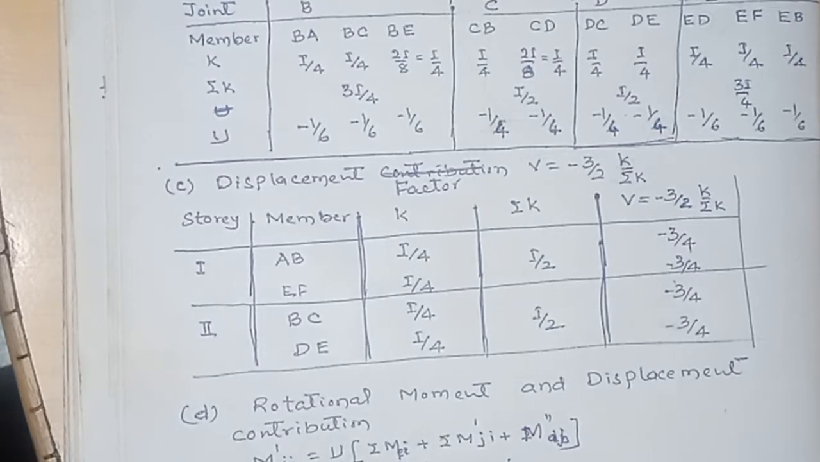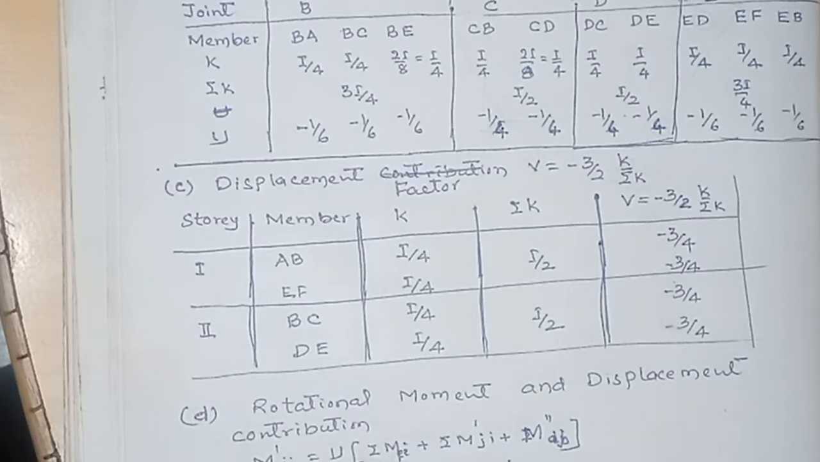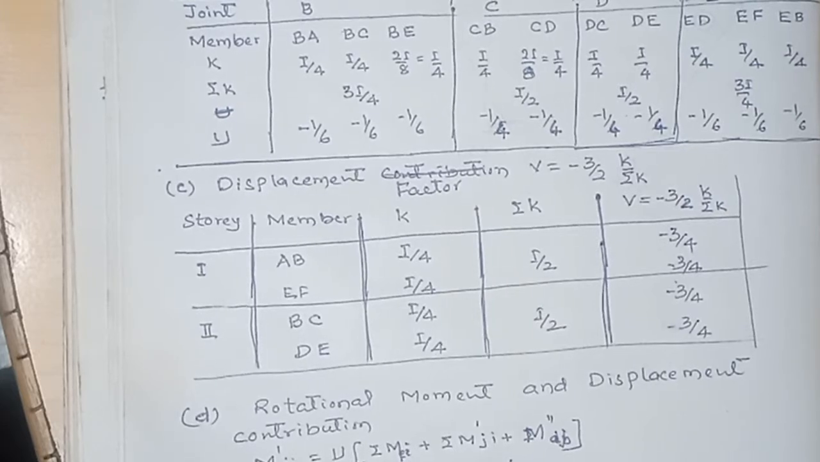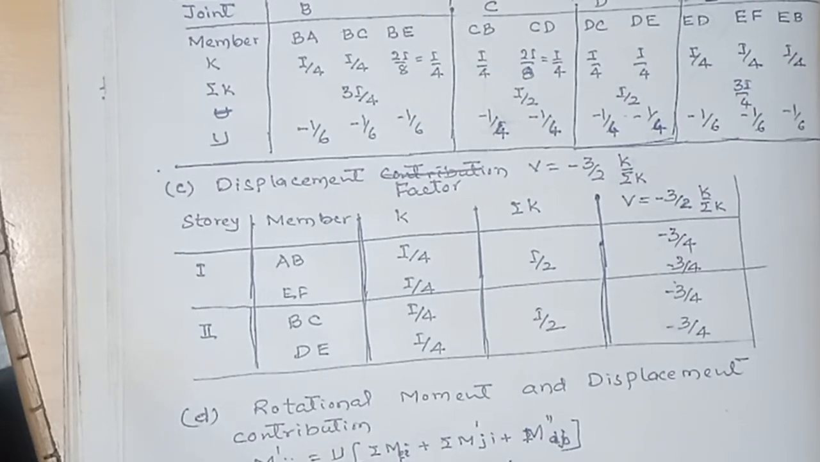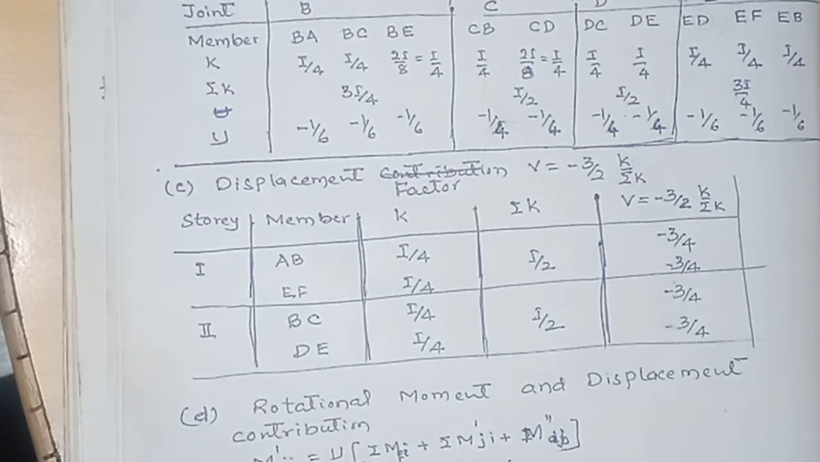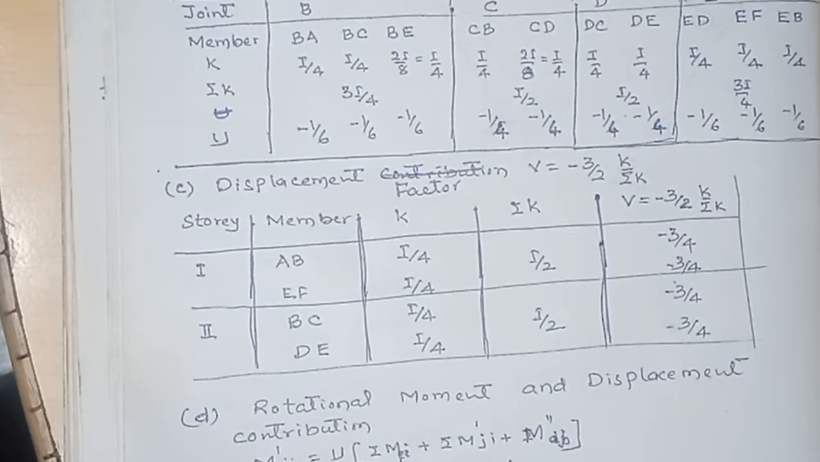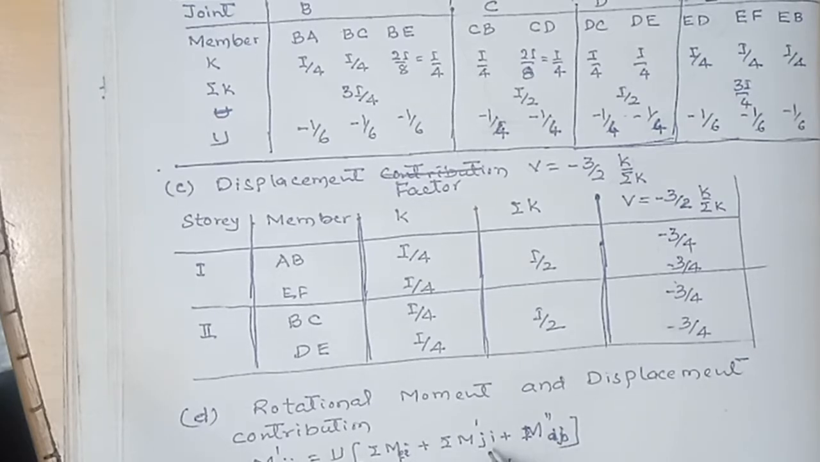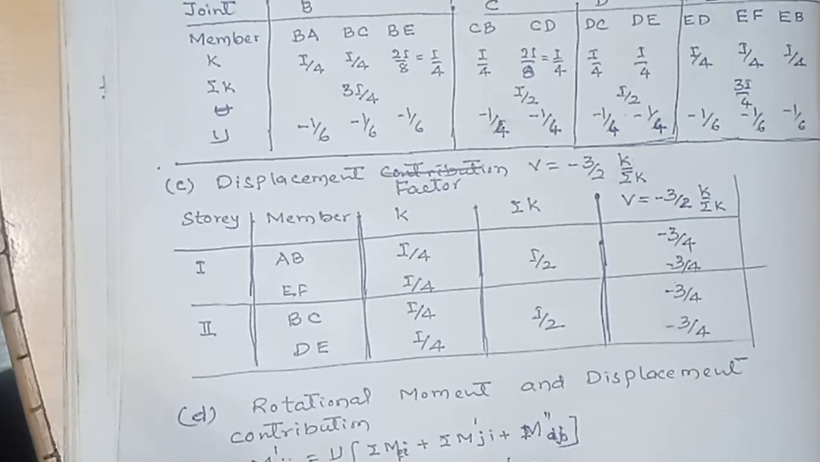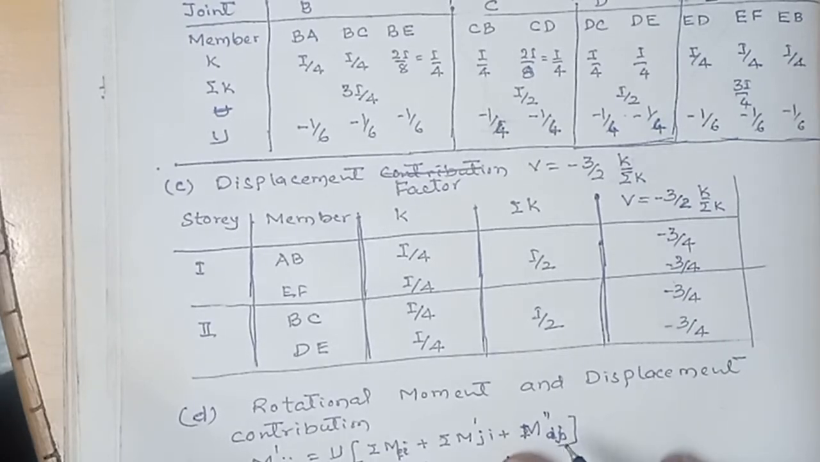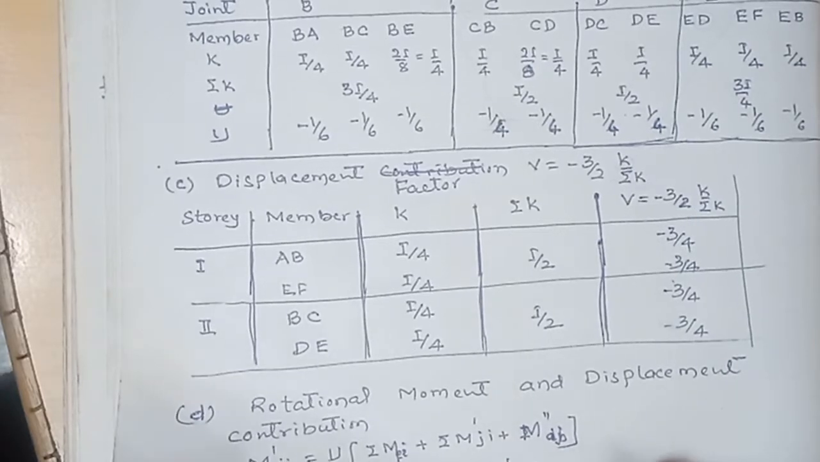Here the rotational moment is given by m dash ij equals the rotational factor for the joint under consideration, inside the bracket sum of the fixed end moment at that joint plus sum of the rotational moment contribution from the far ends, plus m dash eb, that is the displacement contribution for the vertical member meeting at that joint.